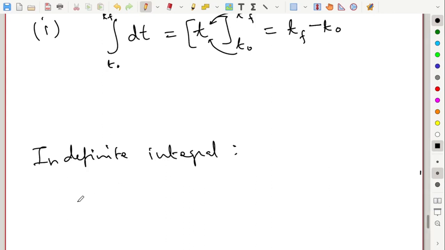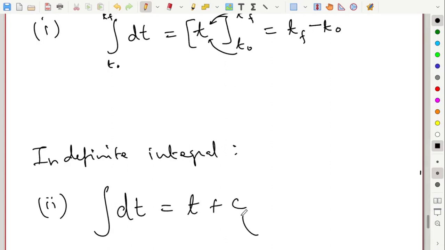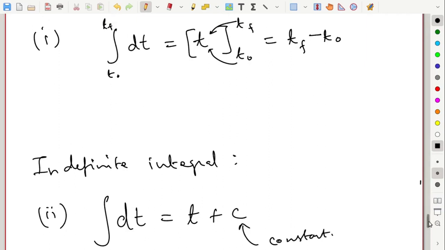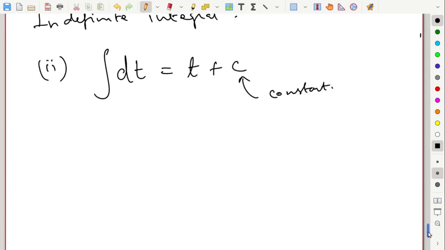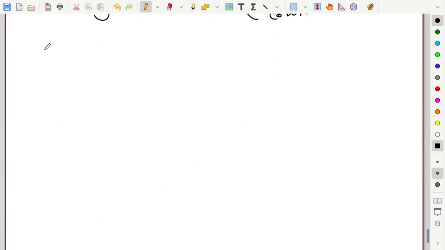So for an indefinite integral, they won't give you any limit. So if they give integral dt, then the integral sign and the differential will go away, so you end up with t. Since there is no limit, you have to add a constant. Okay, so this is a constant. So this is like a formula. When you study integration you will study this more deeply. So for a definite integral they give limits, and for an indefinite integral they don't give limits. So this is one formula, and that is another formula.